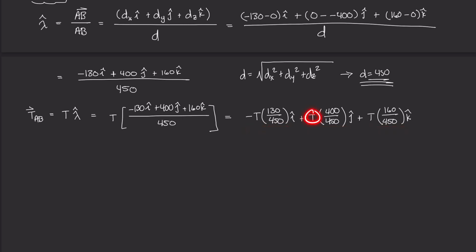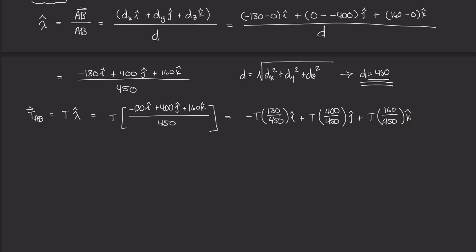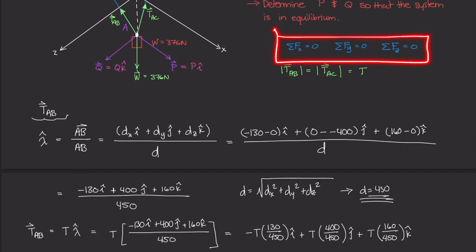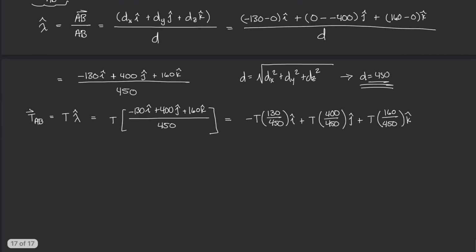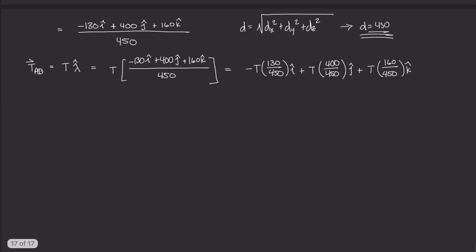Now you'll notice that T is still unknown. We don't actually have a value for T, but that's okay. We can leave it in this equation, and once we start figuring out some of the other components in the other force, we can use those equations of equilibrium, this sum of Fx, Fy, and Fz equal to 0, to figure out the unknown T, and then that will eventually help us figure out what P and Q are. So let's continue on with this example. We have an expression for TAB. Let's do the same thing for TAC.